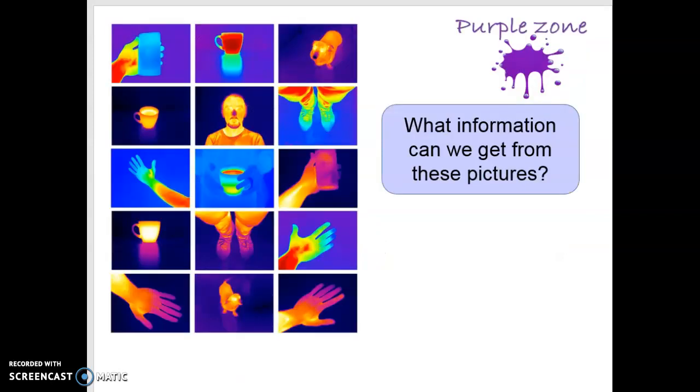at some images here. So what information can you get from these pictures? Let's pause the video and have a think about that.